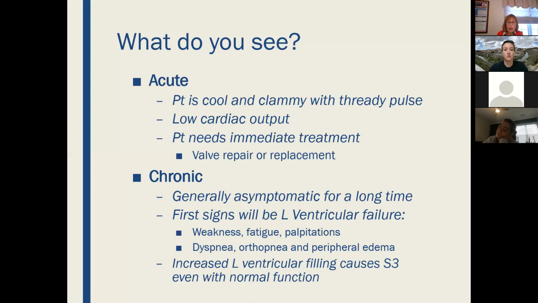Okay, so with your chronic, generally they're asymptomatic for a long time. Unless it's just age, your 90-year-old person that, God bless them, has been fine all this time and is now showing some signs. But otherwise, the first signs are the weakness, the fatigue, palpitations, which brings an old person into the doctor. My heart's just fluttering. So they go looking for the causative agent. They have dyspnea. They are orthopneic.